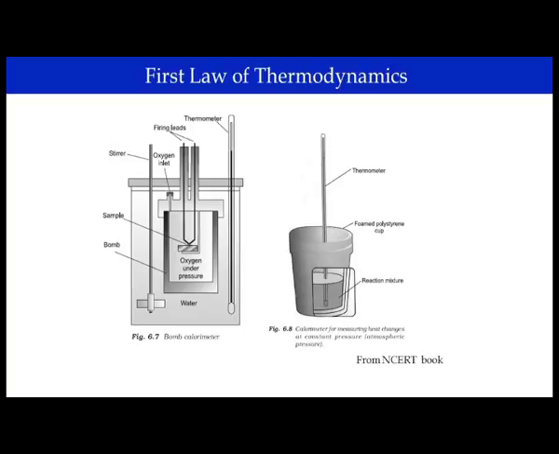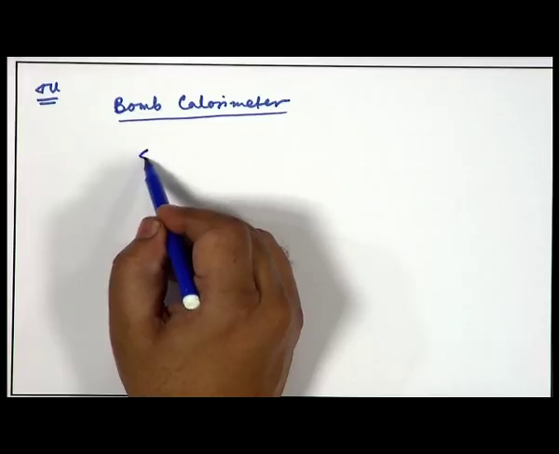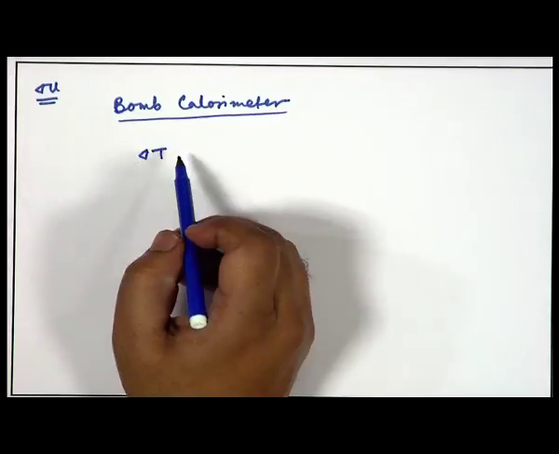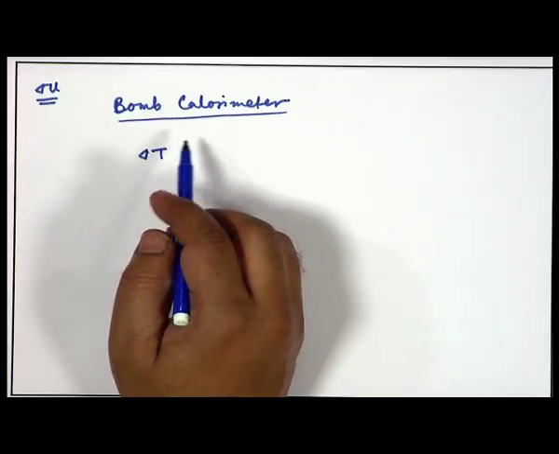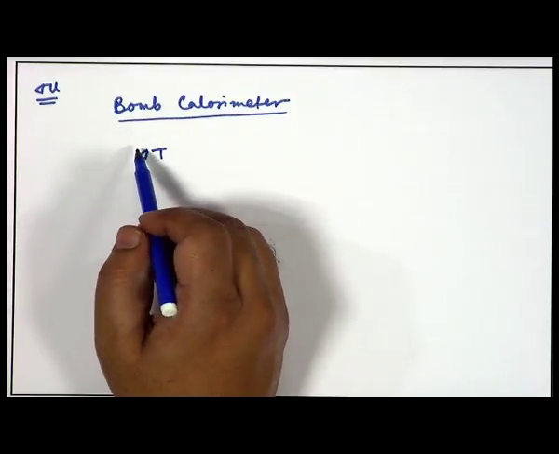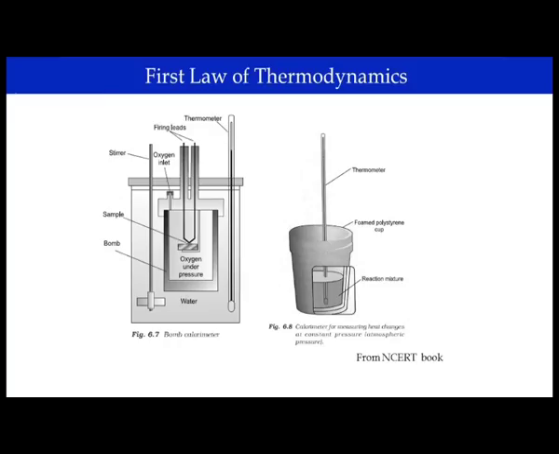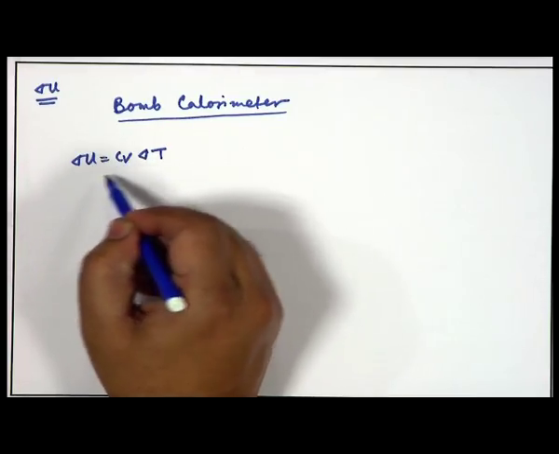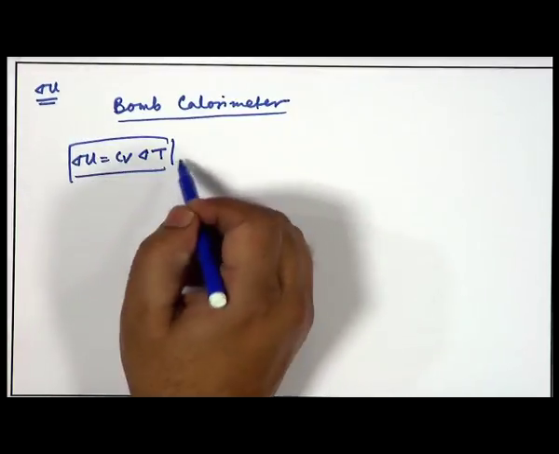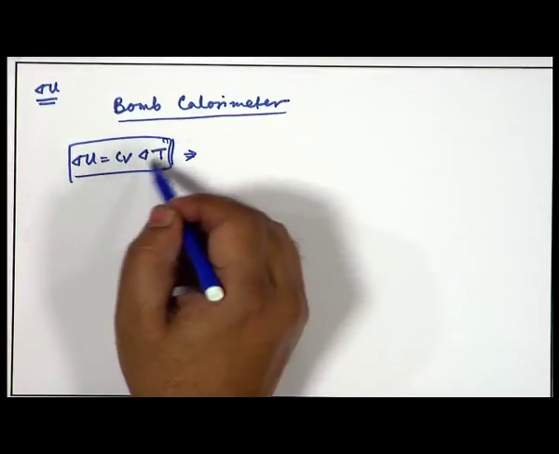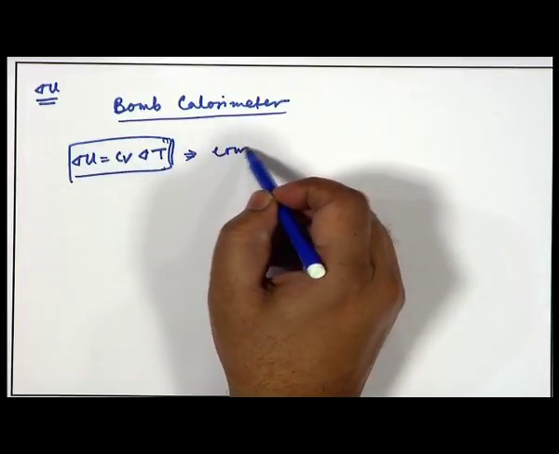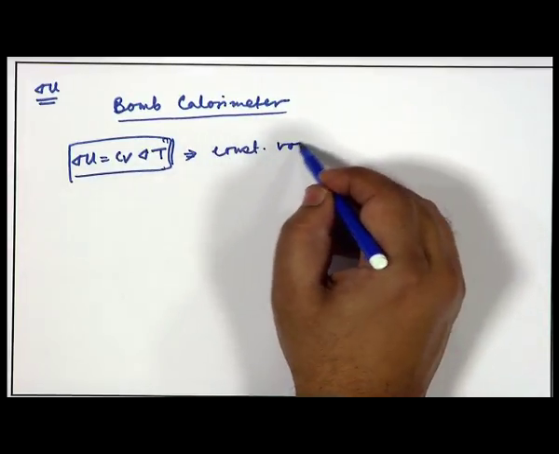So, once the reaction is over, we can find out from this thermometer what is the del T, and if we know the heat capacity for the surrounding water plus the bomb, then we can find out the del U value from CV dT. We can apply this expression because we are doing this reaction at constant volume.